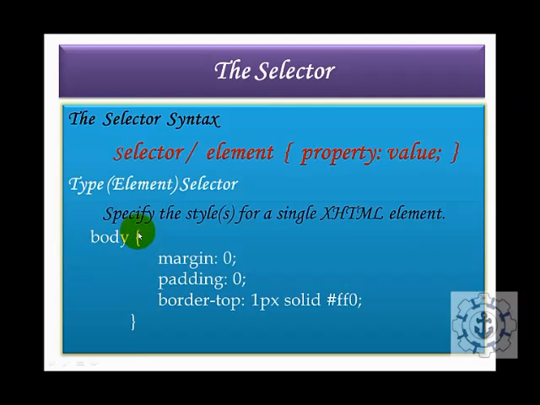I'm going to open the curly braces, then comes the property margin. I'm going to set the value 0 and close it, and go for the next property, padding 0, and the next property, border-top 1px solid, and I'm going to give some value. Then I close this body selector by using the closing curly brace.